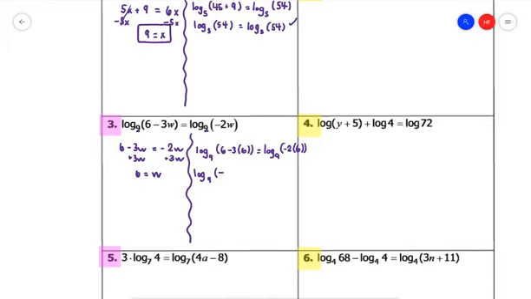6 minus 18 is negative 12, and negative 2 times 6 is negative 12. Now here we do have that both sides equal each other, but we can't take logs of negative numbers. So if you ever plug it back in your variable and get that you're taking the log of a negative number, then it is extraneous. Which means we have no solution.